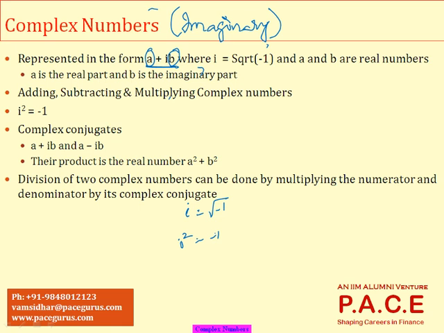And any number which is written in the form of a + ib, where a and b are real numbers and i is an imaginary part, which is nothing but the square root of -1, that kind of number is called a complex number. Now, let's say when I have 2 + 3i, that's a complex number. Or probably I have 3 + 4i, that's a complex number.